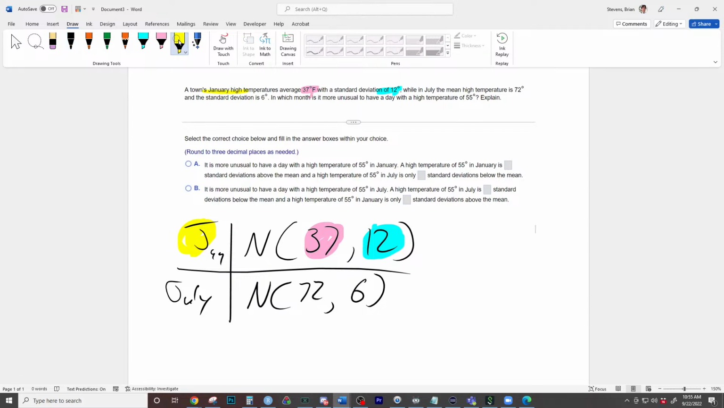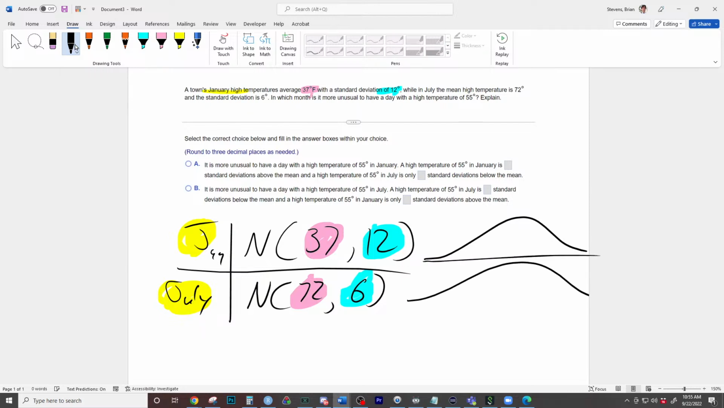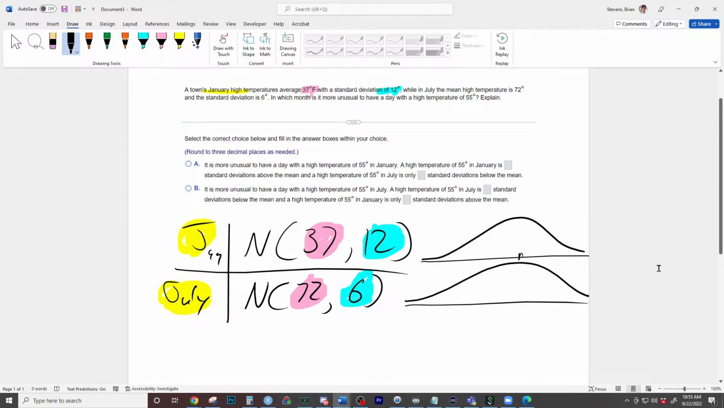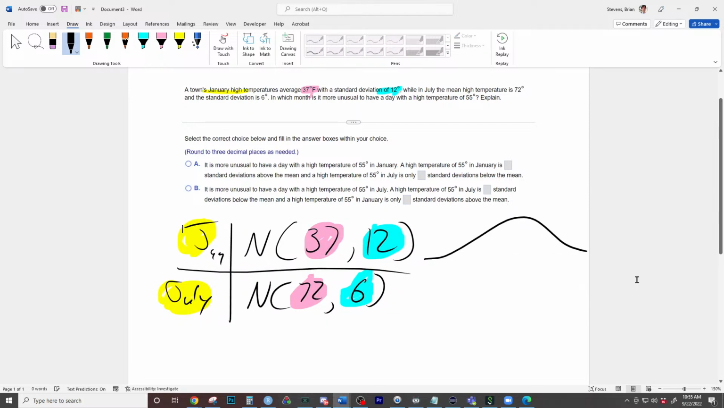What do you notice about July? July has a higher what to the data, because the mean starts with a C. Oh no! I've got that extra distribution too close. There we go. July has a higher mean, higher center, right?